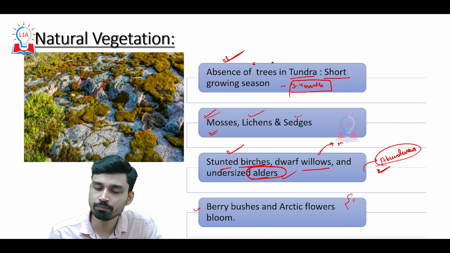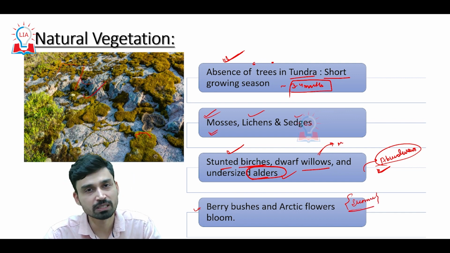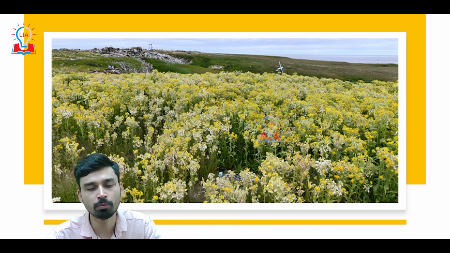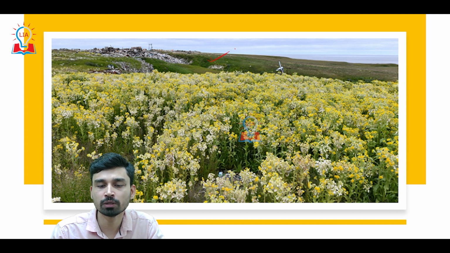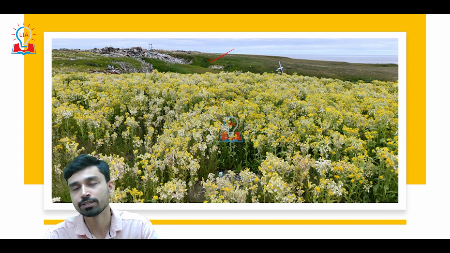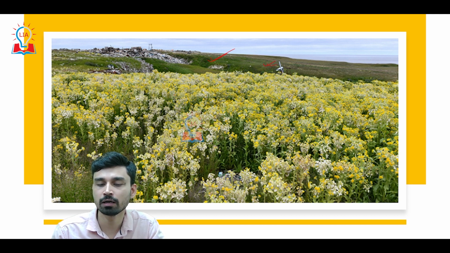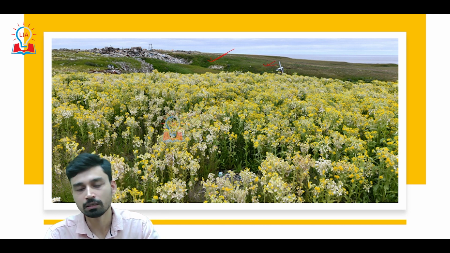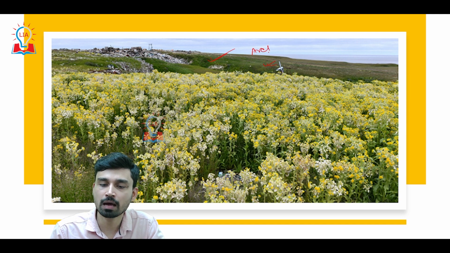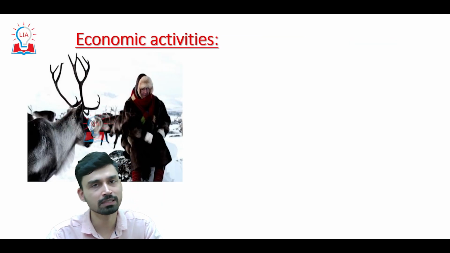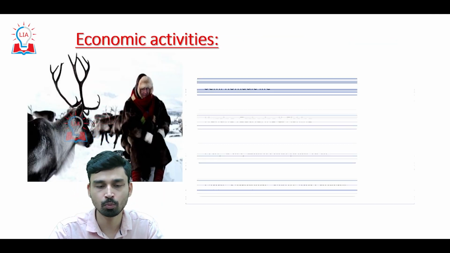However, in the summertime, many times what happens is that the temperature suddenly increases and there is some amount of precipitation in the form of rainfall, and berry bushes and arctic flowers start to bloom, and it gives this kind of appearance to the otherwise snowy, white Arctic region. As you can see, we have a large expanse of Arctic area that is covered with flowers. So this is what we can call Arctic bloom or Arctic flower bloom. But this is a very short-lived phenomenon, mainly 1 to 2 months, and after that everything becomes normal, cold and white.